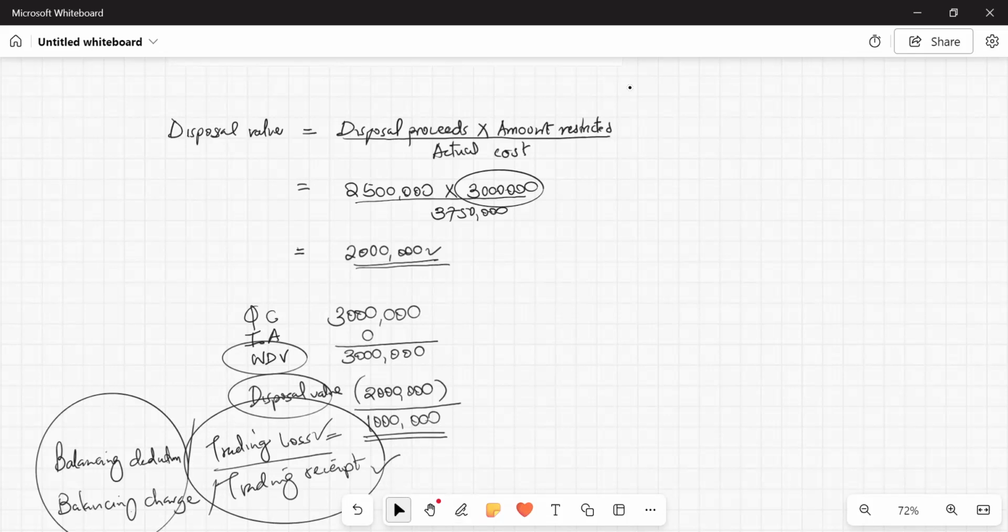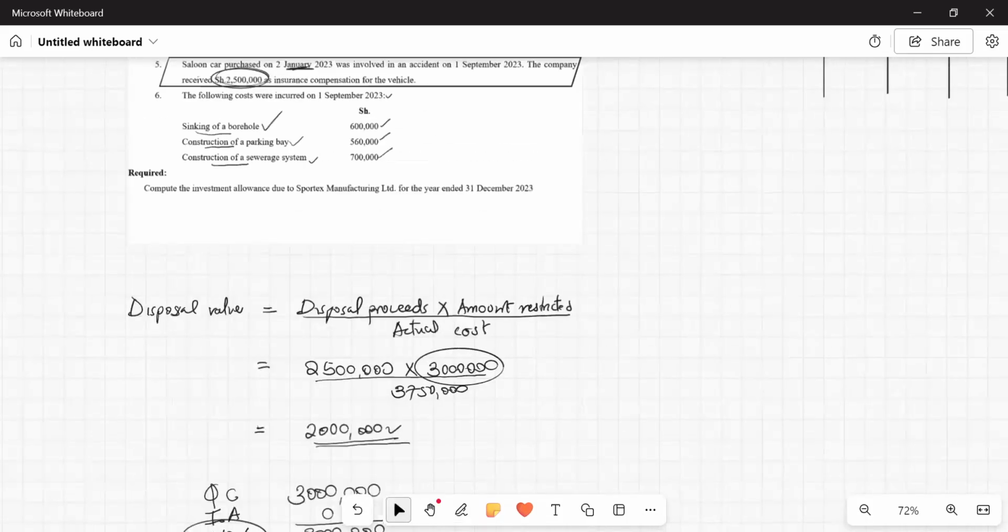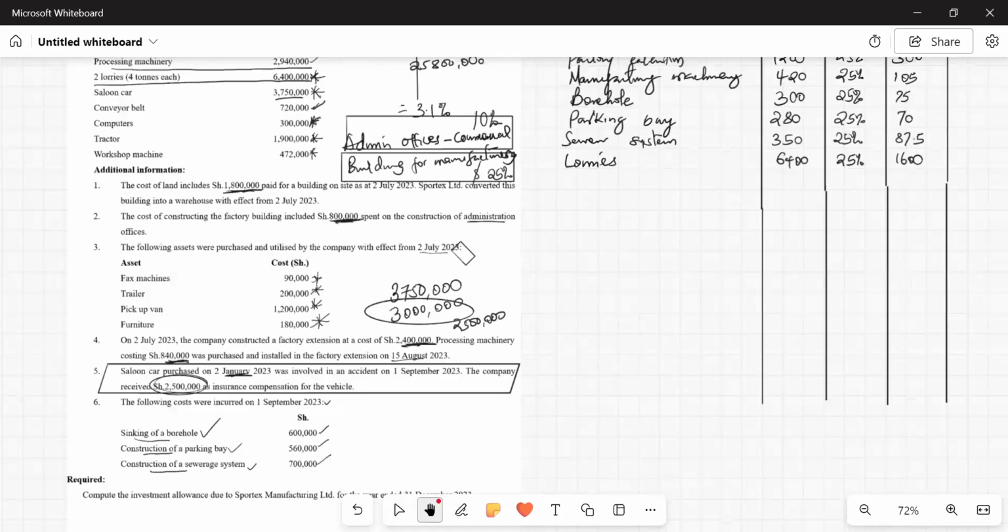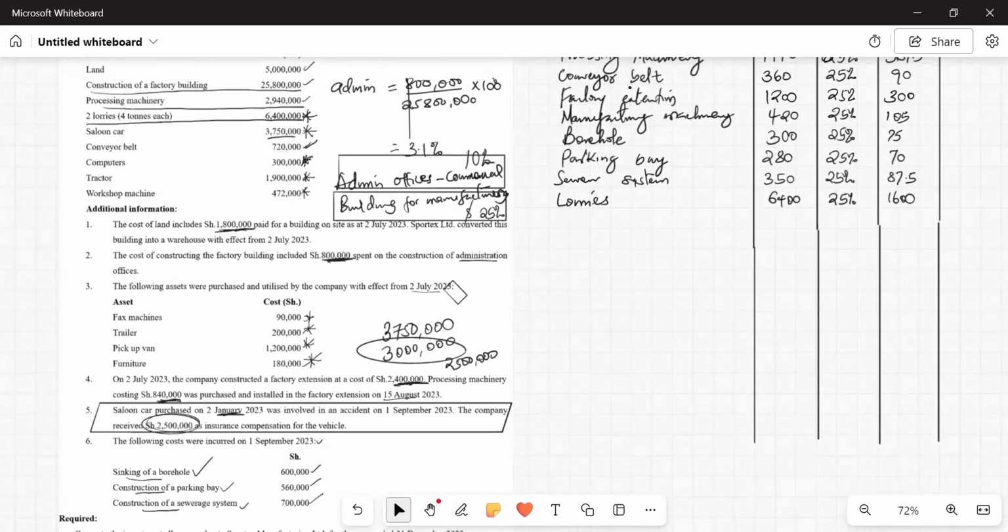Right. That one I've explained to you, but we were talking about the assets here and how to add them in this particular schedule is the main thing. The others, I think, when you go and read the notes, you're going to at least understand something. So we have talked about saloon car. We go to computers. Computers is equal to 300,000. So we have here 25%. Computers also 25%, which will be 75.